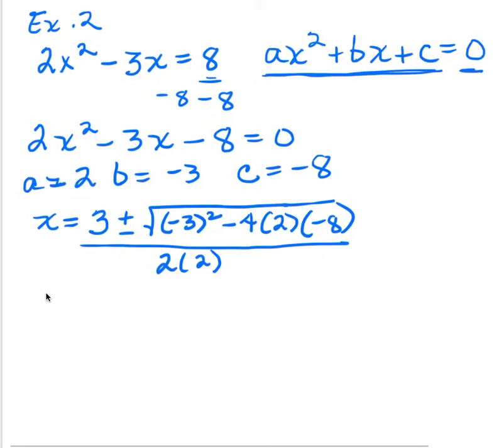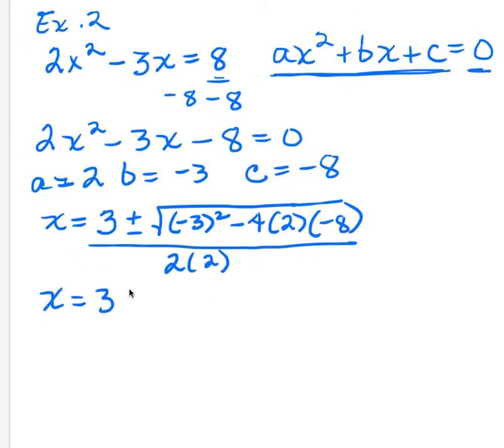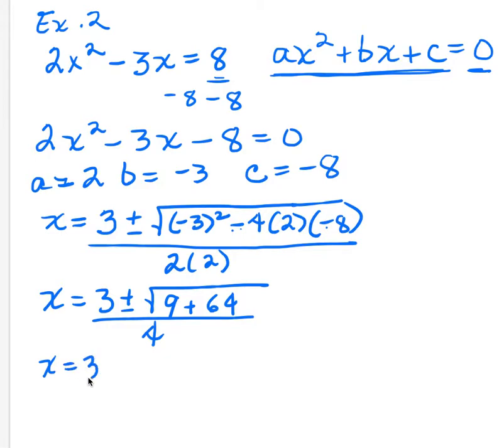All right, so let's crunch these numbers out. We end up with x equals 3 plus or minus the square root of 9, and then we're going to get 4 times 2, which is 8, times 8, which is 64, and I've got an even number of negatives, so that's going to be plus 64, all over 2 times 2, which is 4. So now what do we end up with? We end up with x equaling 3 plus or minus the square root of 73 all over 4.